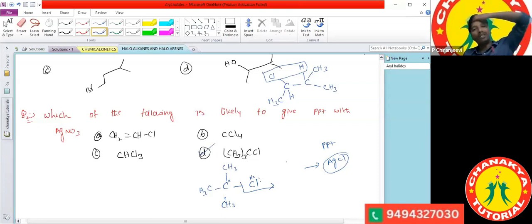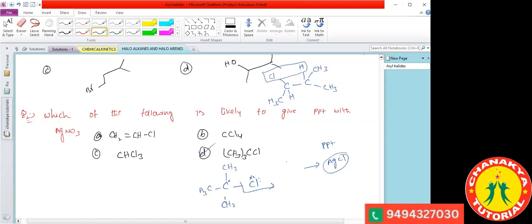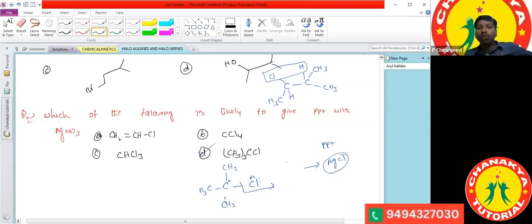Which one is more reactive? All are alkyl halides only. In this one, all are primary alkyl halides, and the last one is a tertiary alkyl halide. If we compare primary, secondary, tertiary, which one is more reactive? Tertiary is more reactive towards the nucleophilic substitution reaction. Okay, now you got the clarity.